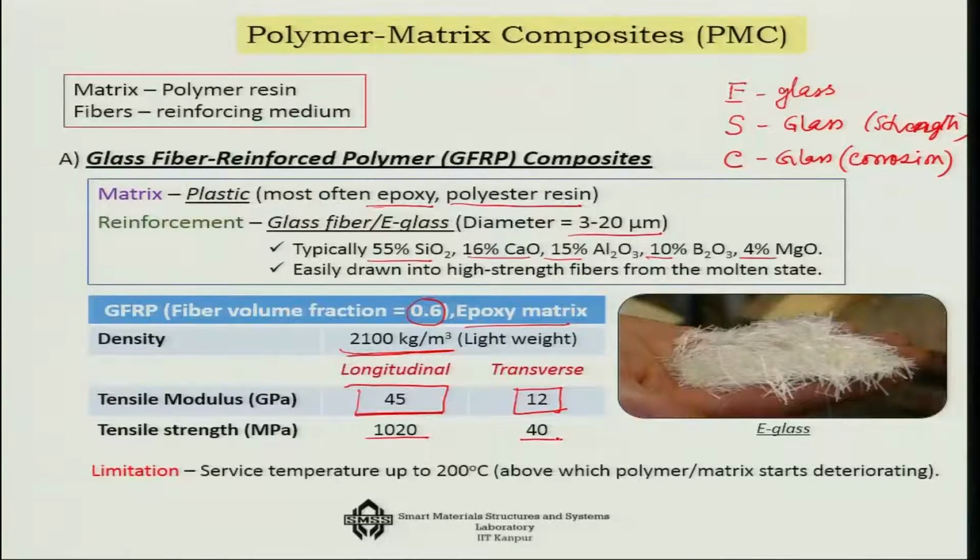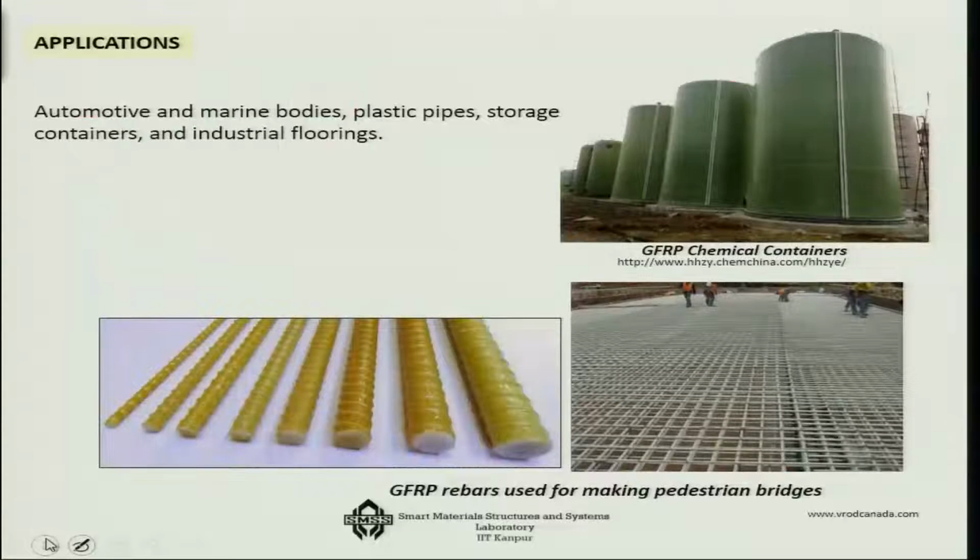In fact, wherever steel or aluminum is needed for a moderately loaded element, you can very safely use glass fiber reinforced plastic today. If you need slightly more strength, you can go for S classes, etc. But the limitation is that the surface temperature is up to 200 degrees centigrade. It should not go beyond that. If it does, then the flow will start, or the degradation of the matrix will start. So hence, this is the limitation, temperature wise.